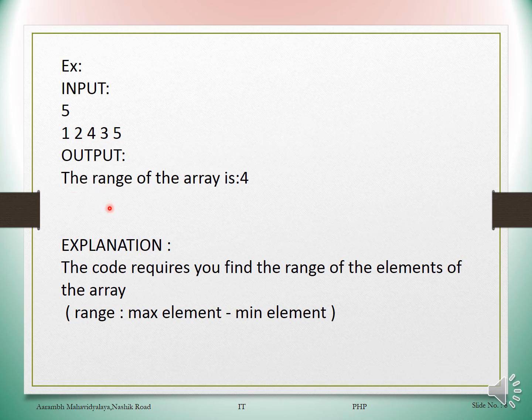Always remember that our array elements, or our array range, always start at the 0th location and end at the n minus 1th location. The code requires you to find the range of elements of the array as the max element minus the minimum element. This is the simple trick to remember it, but just remember the 0th location and the n minus 1 location.